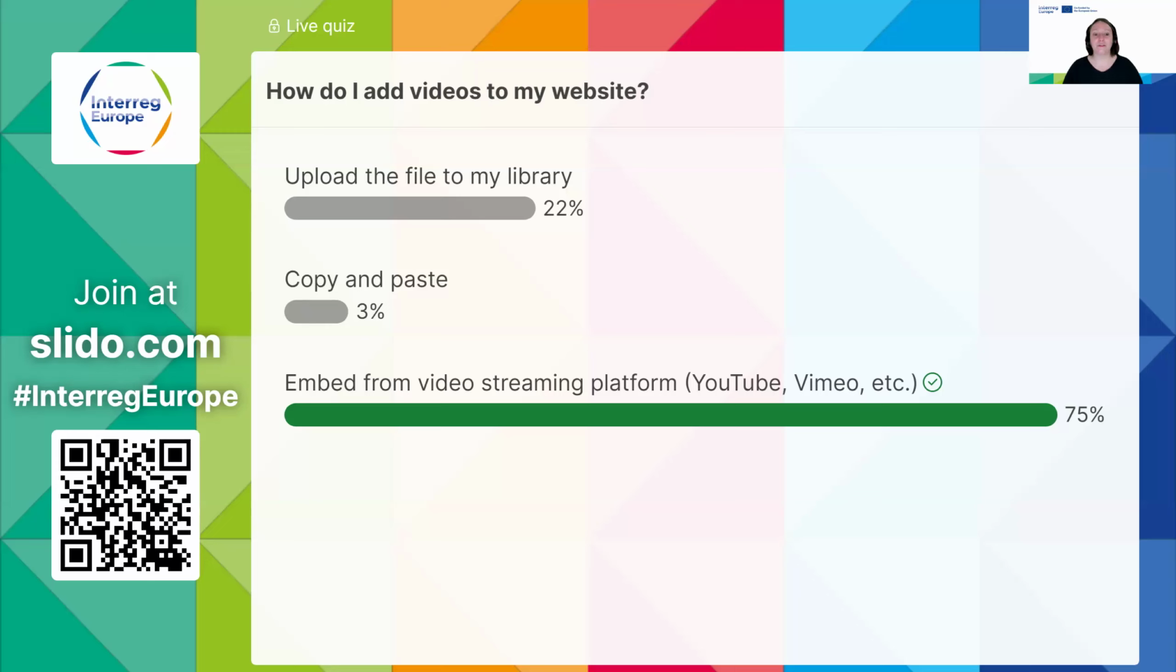You have to embed a video from a streaming platform. So if you have a YouTube account or a Vimeo or any other streaming platform, you need to upload your video there first, and then you can put it on the website. This is again to limit the amount of storage we have to hold, and it also improves the performance of the page. So yeah, that's why we do it.